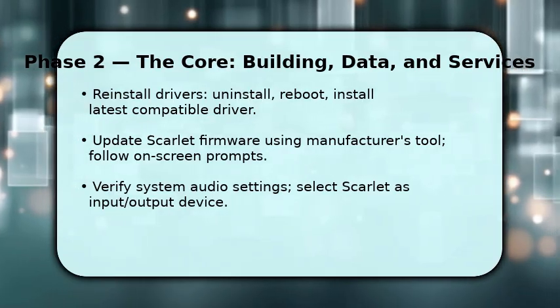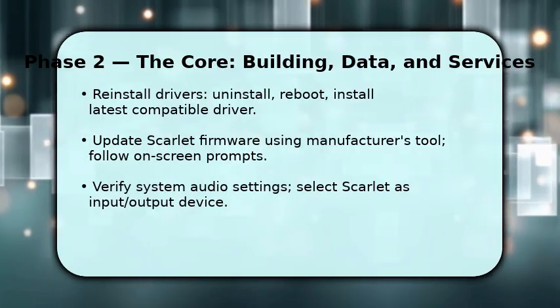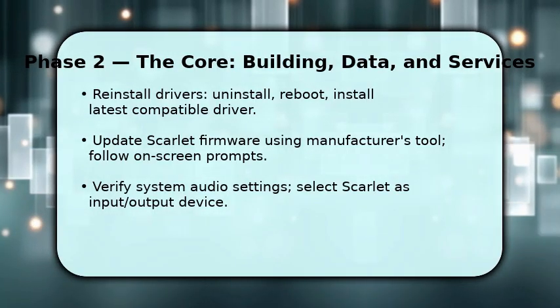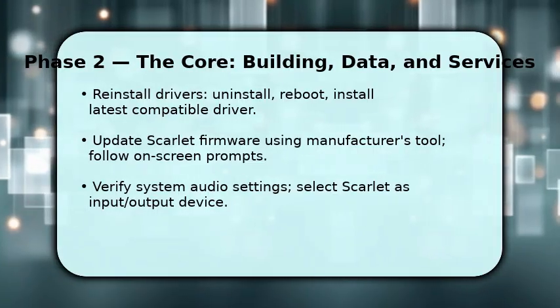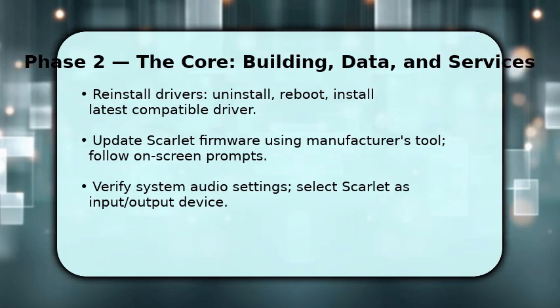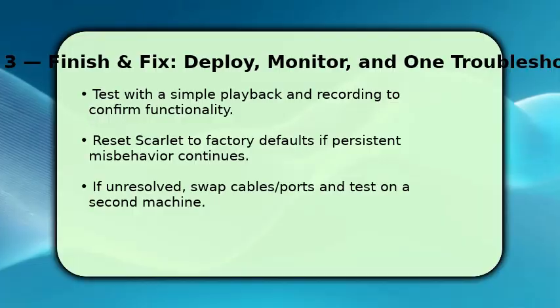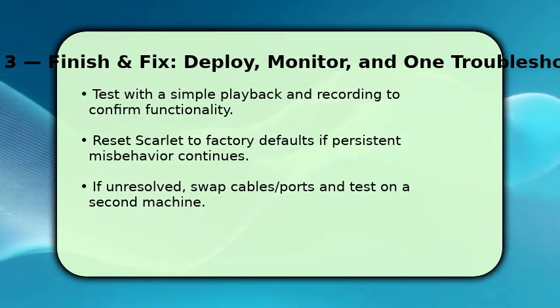Once updated, open System Audio Settings and explicitly set Scarlet as the input and output device so the OS routes sound correctly. If you use a DAW, also set its audio engine to the Scarlet driver. Finish by validating functionality. Run a simple playback and record test to confirm both directions work.